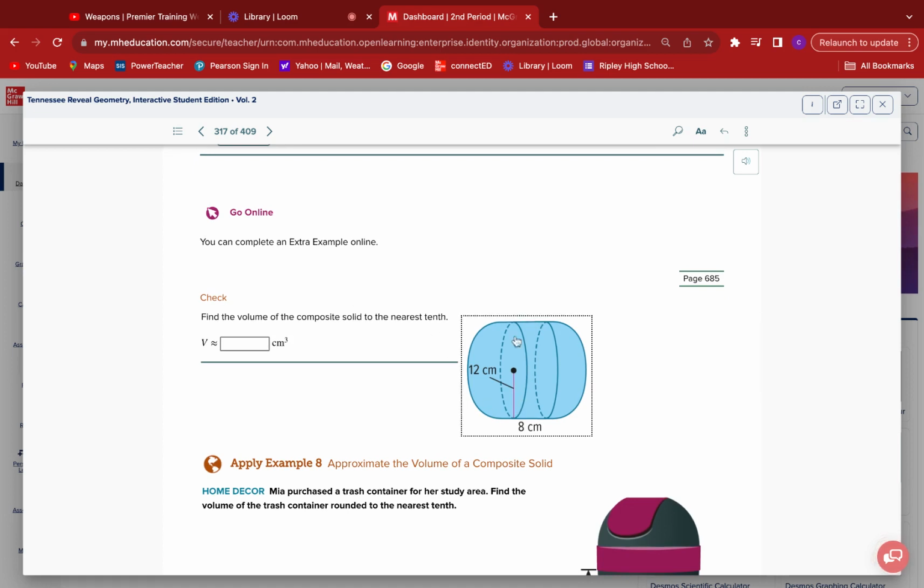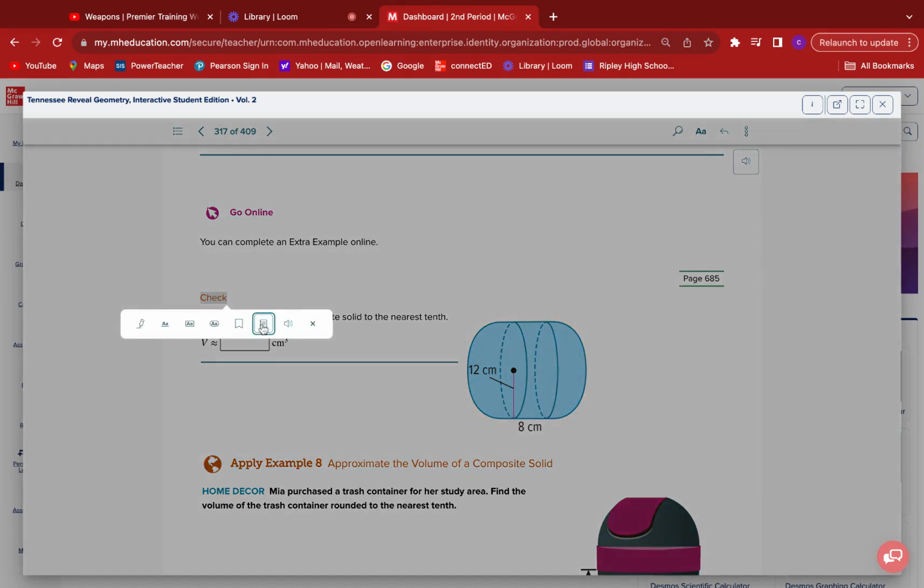Okay, we have a cylinder in between a sphere, because you got a hemisphere on the left and a hemisphere on the right, which means you have a sphere. So we're going to find the volume of the cylinder, because I see double circles, and I'm going to find the volume of the sphere and add them together. So 12 is your radius of the circle, 8 is the height of the cylinder. We'll do the cylinder first.